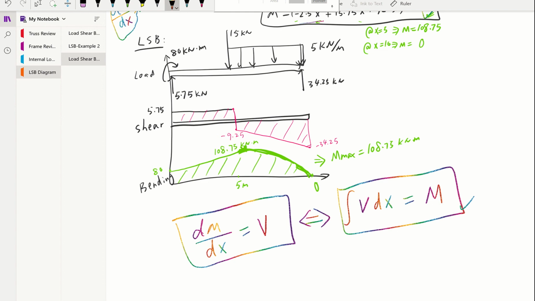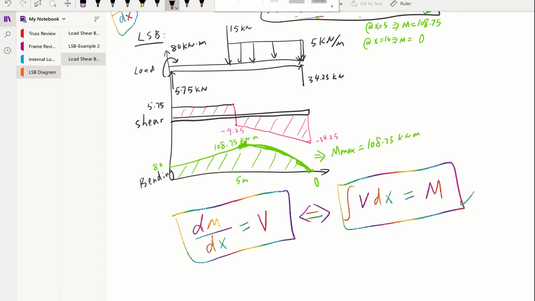So I suggest at this point you go back to the previous videos of the other two examples we did for shear and bending diagrams. See if this finding applies to them as well. And you will be happy to find out this actually is consistent.